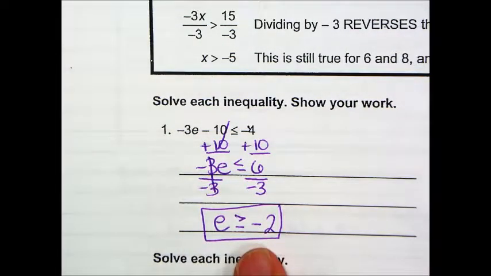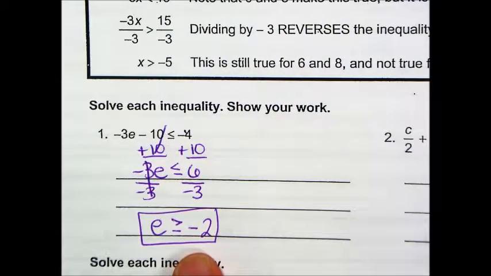So when we say that e could be greater than or equal to negative 2, it could not only equal negative 2, it could be any number larger than negative 2. So there are many, many numbers that could be greater than or equal to negative 2.